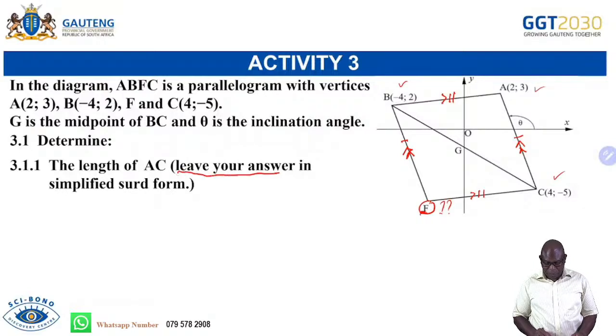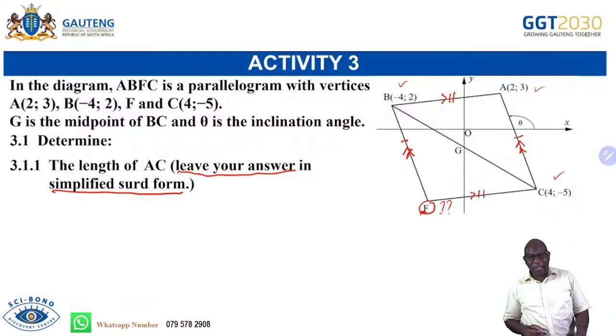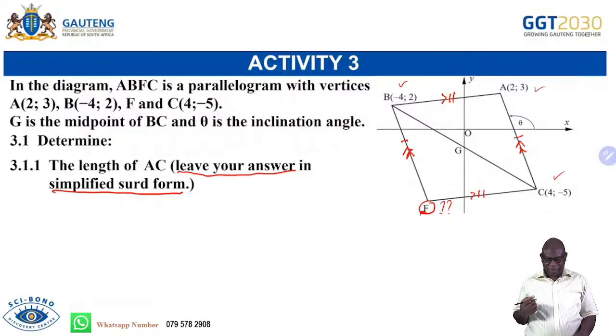This is very, very important, my boys and girls, that we have to read the instruction that is given, especially on the questions. The length of AC. So in other words, we need to find the length of AC. Your calculators are very clever, because if you say square root of 8, then you say equals to, it will give you 2 root 2. So that will be in a simplified surd form. So the answer is there on your calculator.